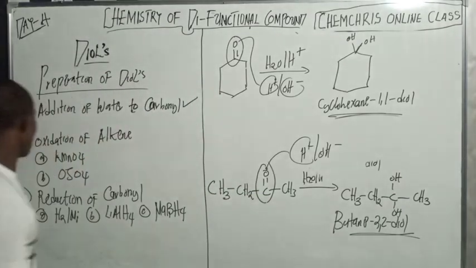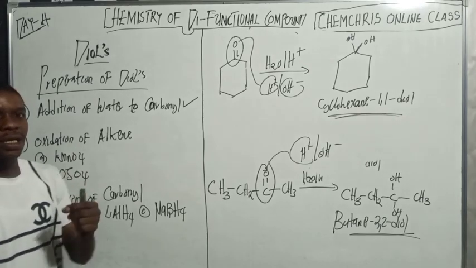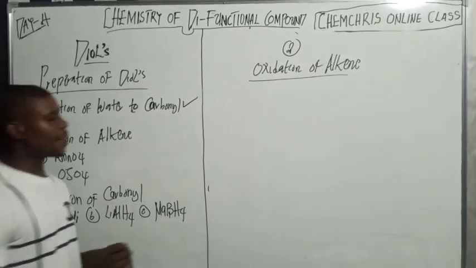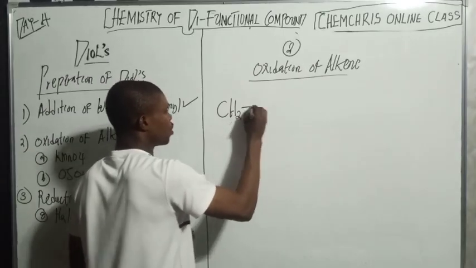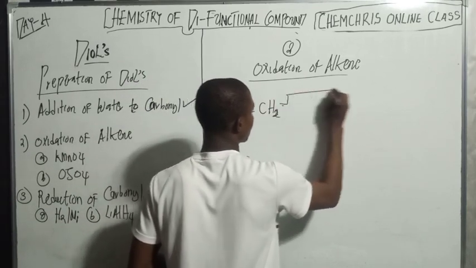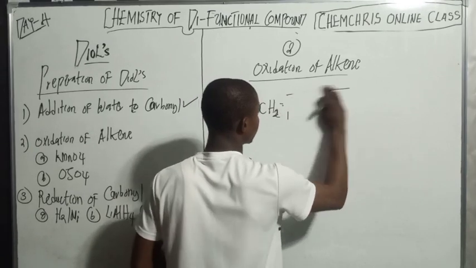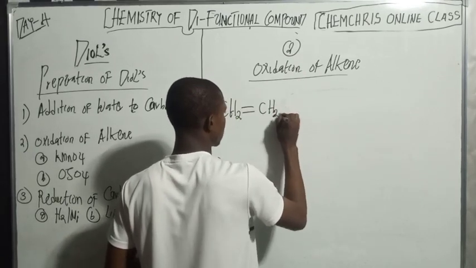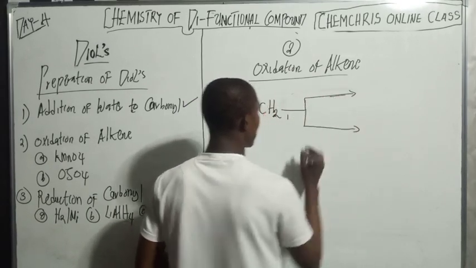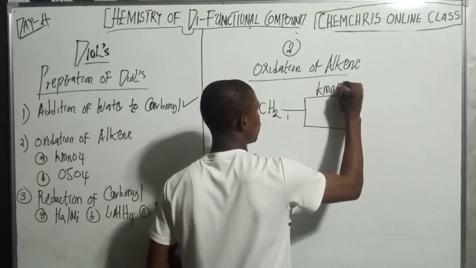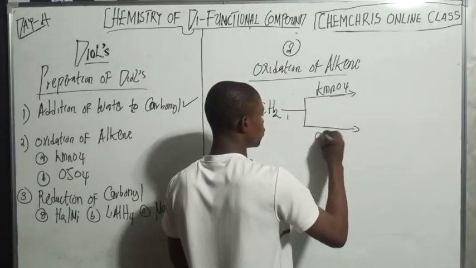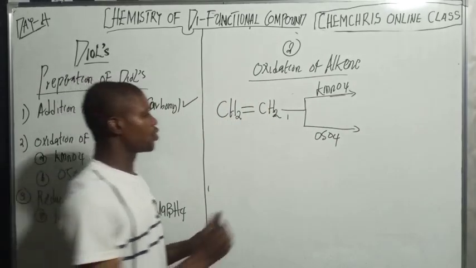So let's look at the second one: oxidation of the alkene. That is a hydrocarbon with a double bond. So for example, here we have CH2 double bond CH2. Now here we have KMnO4. What will be the products? Here we also have osmium tetraoxide. The two of them will produce similar results.